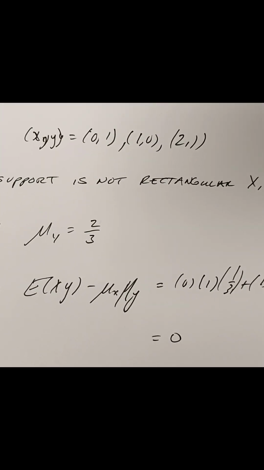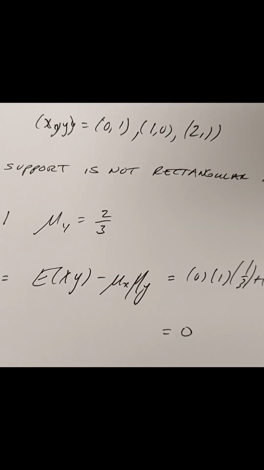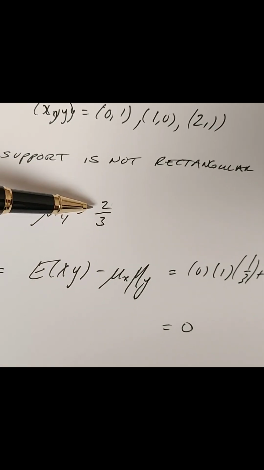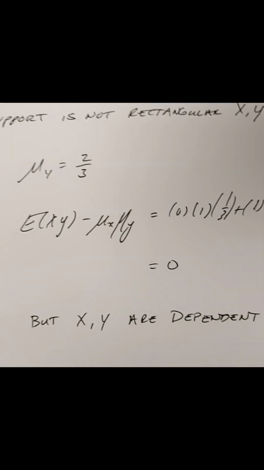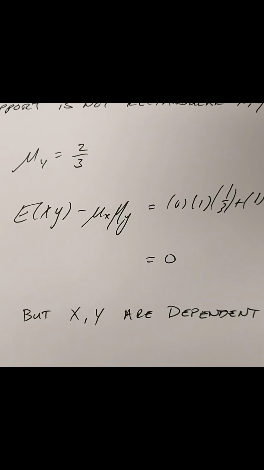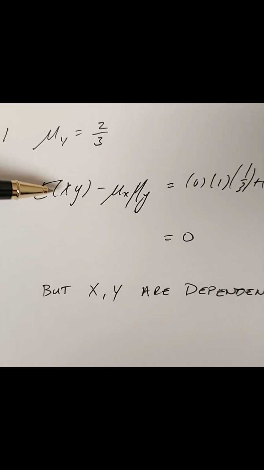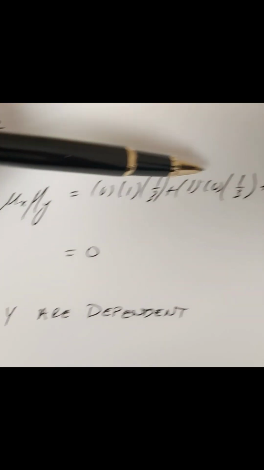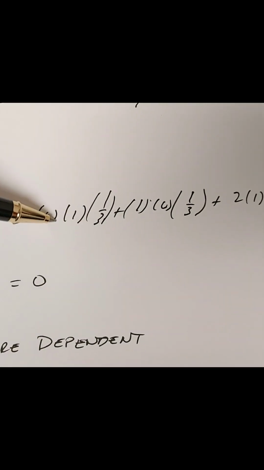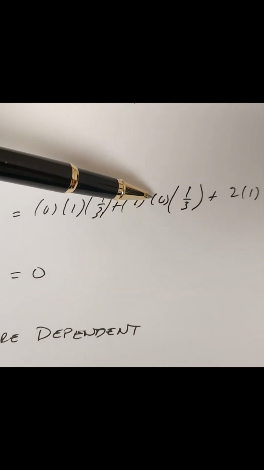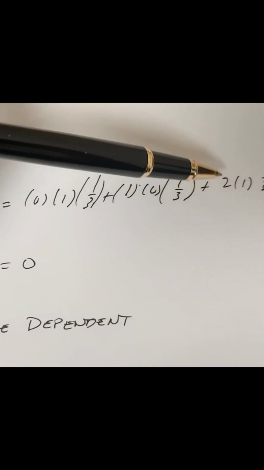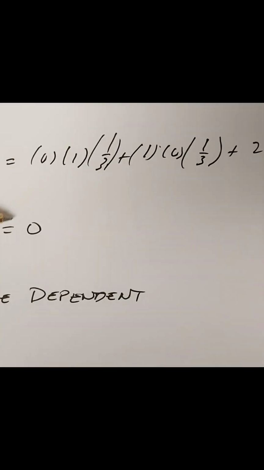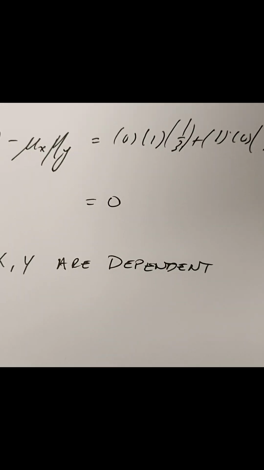Okay, calculating the marginal means, we have that mu of x is equal to 1 and mu of y is equal to 2/3. Looking at the covariance, we have covariance of xy is equal to the expectation of xy minus the product of the means. Plugging these values in to calculate, you have 0 times 1 times 1/3 plus 1 times 0 times 1/3 plus 2 times 1 times 1/3 minus 1 times 2/3. So of course we get 2/3 minus 2/3 here, which then gives us a value of 0. So here we have the covariance is equal to 0.